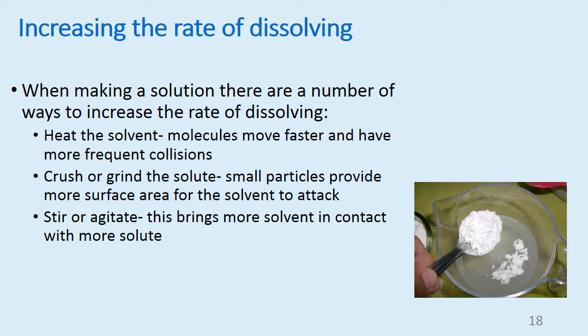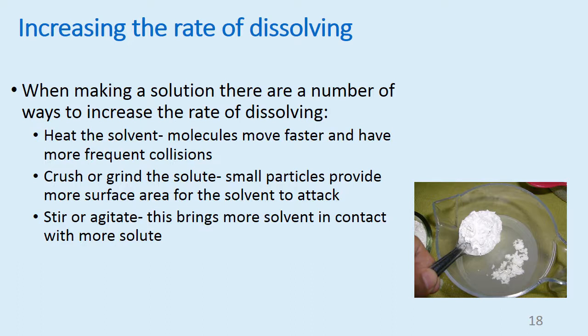All right, and one other thing on this little segment of Unit 10 is, how can you increase the rate of dissolving something? And you're probably aware of this too. If you're making a solution and you're trying to increase the rate of dissolving, of course, like we just mentioned, if you heat the solvent, molecules move faster, have more frequent collisions, and so they will mix faster. So heating something will make the rate of dissolving faster.